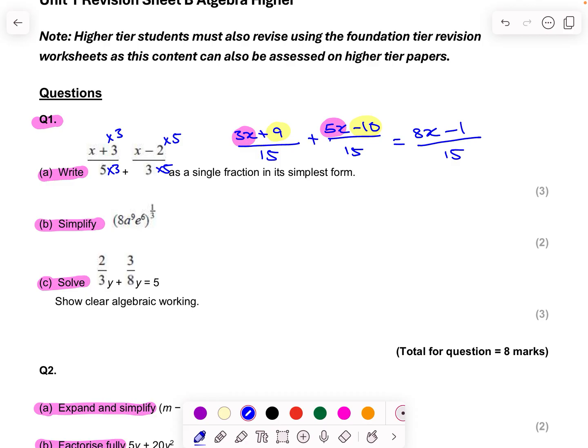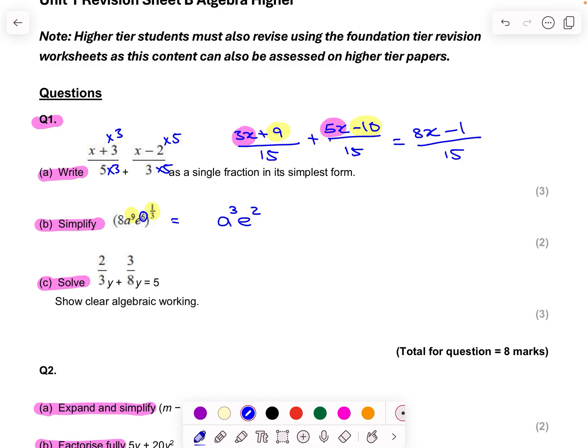For the next one, everything is as normal, that you multiply the indices because you've got the brackets. And so you're going to do 9 times a third. And 9 times a third is, you can even do it on the calculator, but it's 3. So a to the power of 3. And then 6 times a third, which is 2. And again, you can do it on the calculator if you can't remember how to multiply by fractions.